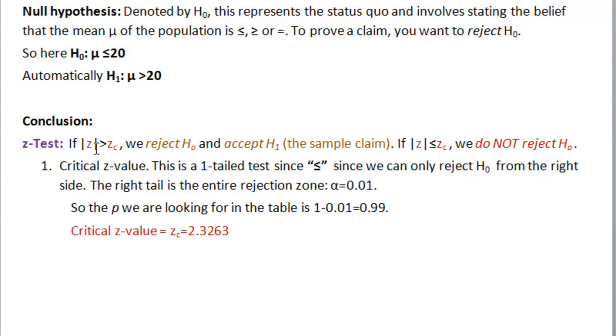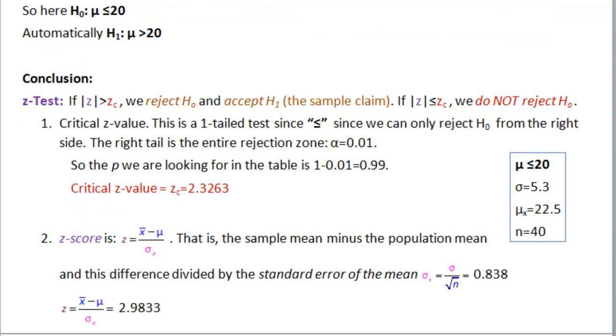Now we're going to look for our z-score, and that depends on our sample data. So here is our sample data. Here are the formulas for calculating the z-score with this data. And we see that the z-score is this formula here. So the first thing we need is the standard error of the mean. And that is the standard deviation divided by the square root of n. Sigma is 5.3 and n is 40.